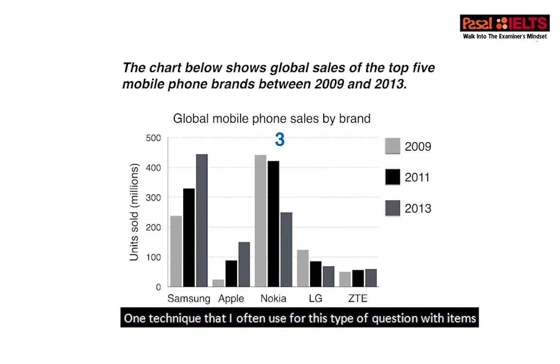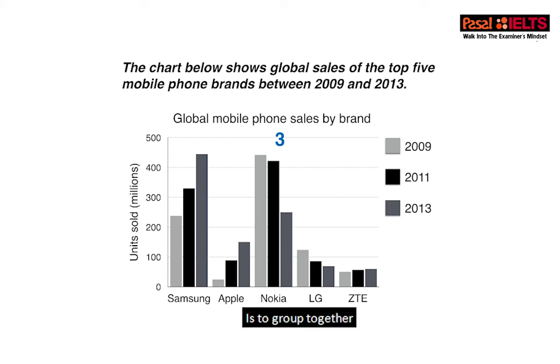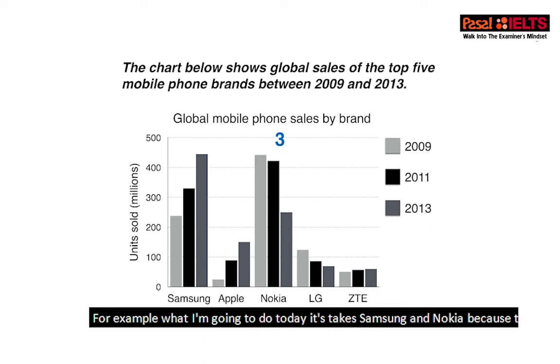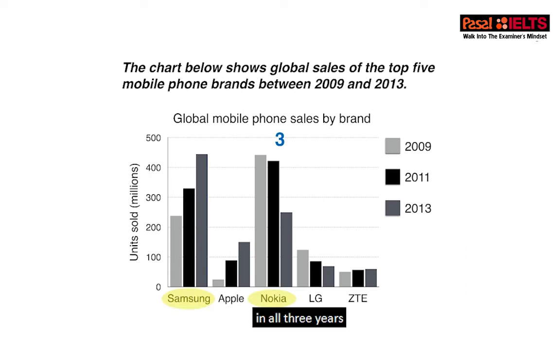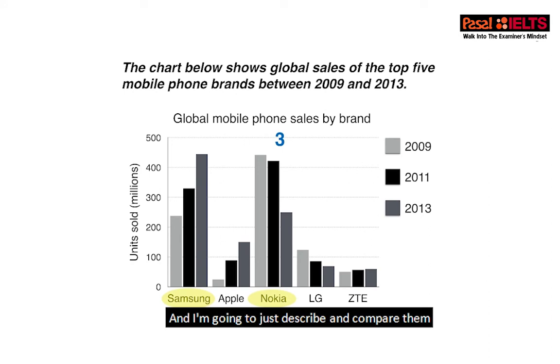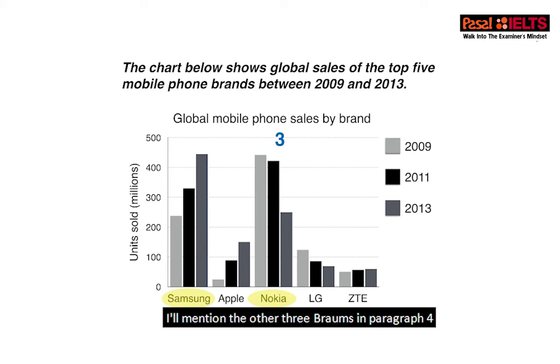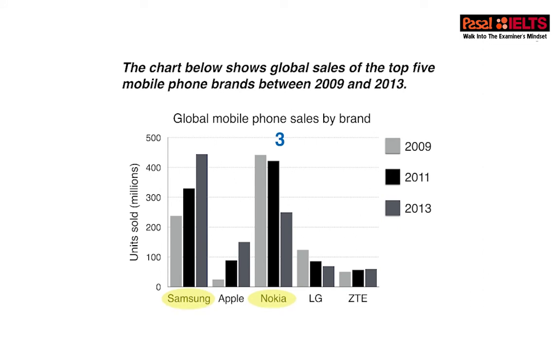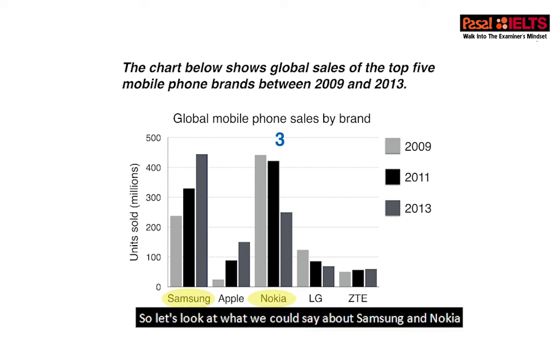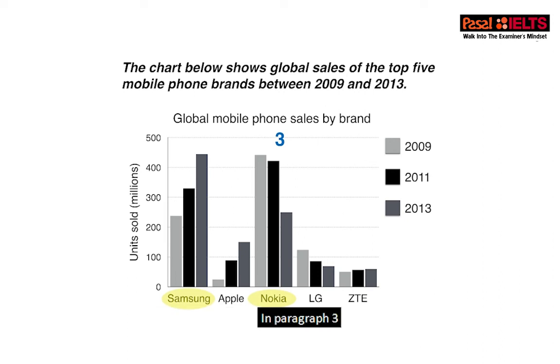One technique that I often use for this type of question with items is to group together the items. For example, what I'm going to do today is take Samsung and Nokia, because they're the highest in all 3 years, and I'm going to just describe and compare them in paragraph 3. I'll mention the other 3 brands in paragraph 4. So let's look at what we could say about Samsung and Nokia in paragraph 3.